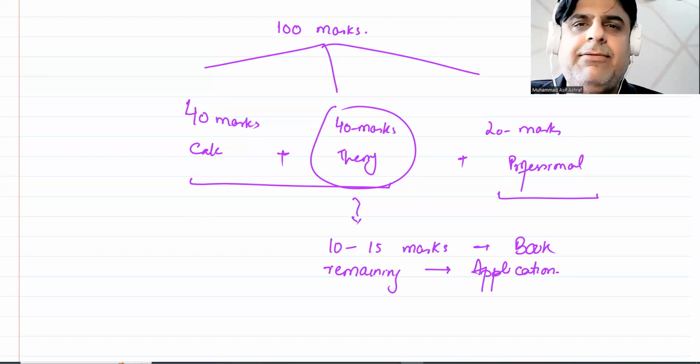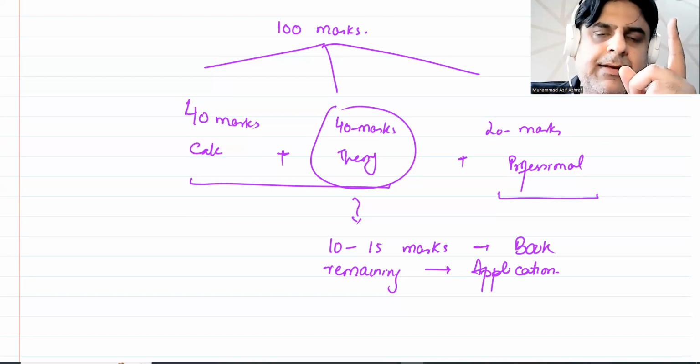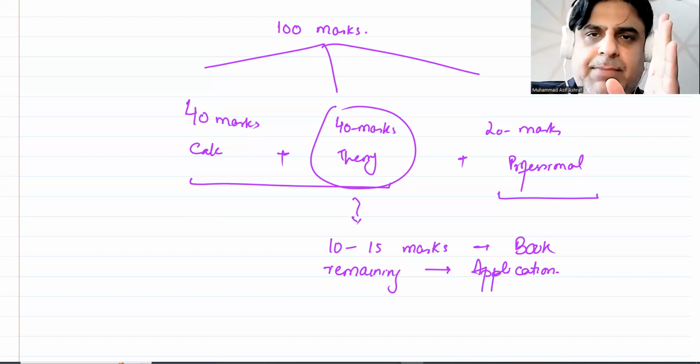Like if I talk about yesterday's paper, the students gave me the feedback. It was only 5 plus, I think, 7, 12 marks from the books. Otherwise, 88% of the paper was not from the book. It was totally application. And what is the meaning of application theory?